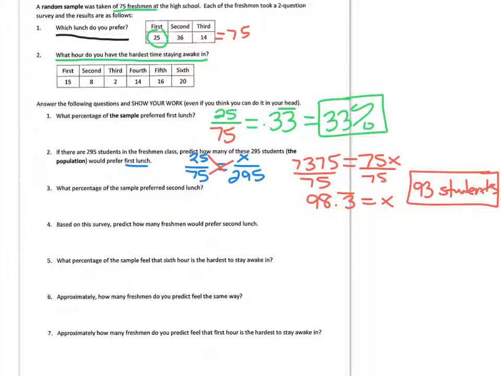Okay, so the next one says, what percentage of the sample prefers second lunch? So using a similar process, we're going to look at second lunch. 36 students preferred second lunch out of the total of 75 students in the survey. So 36 divided by 75 gives us 0.48, which is 48%.